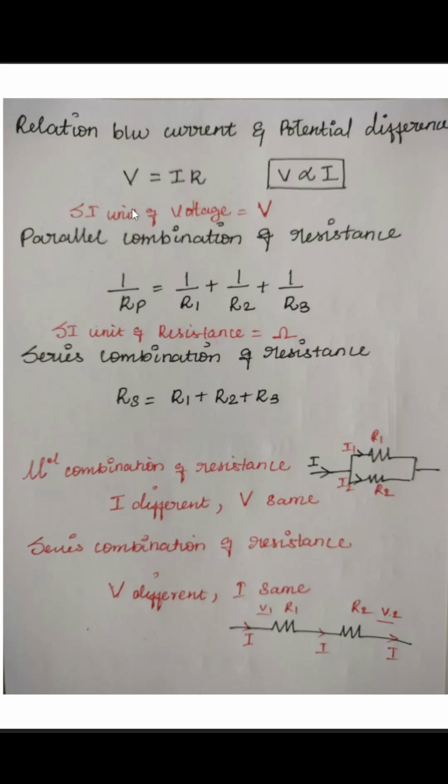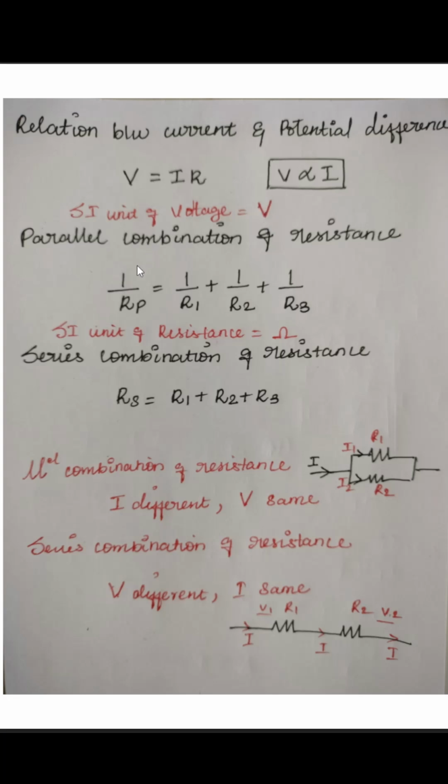So while doing the sums, if they give current and resistance and ask you to find the potential difference, you need to use this formula V equal to IR, and the final value, obtained by multiplying current and resistance, has the unit V. V is the unit for the potential difference.